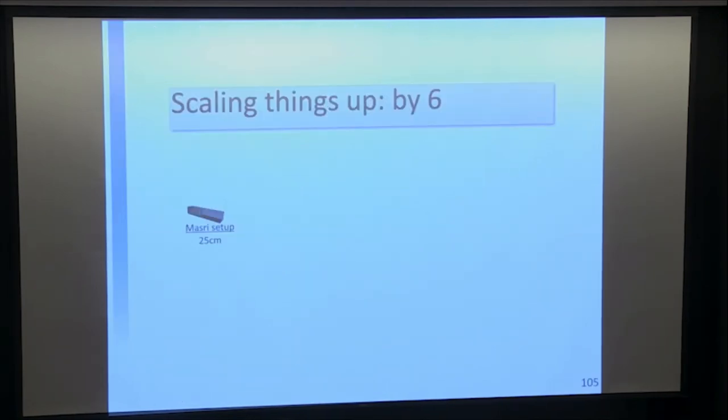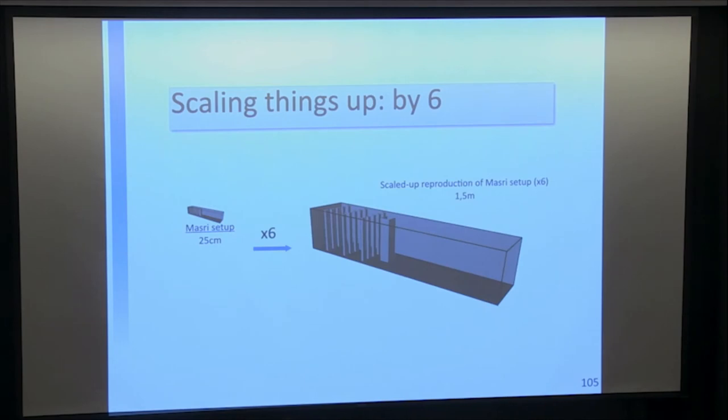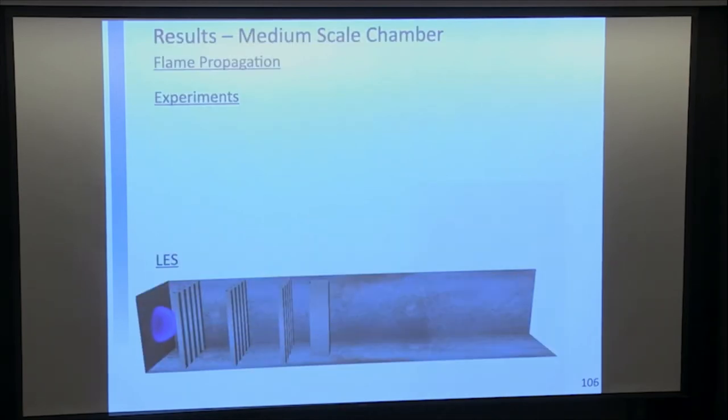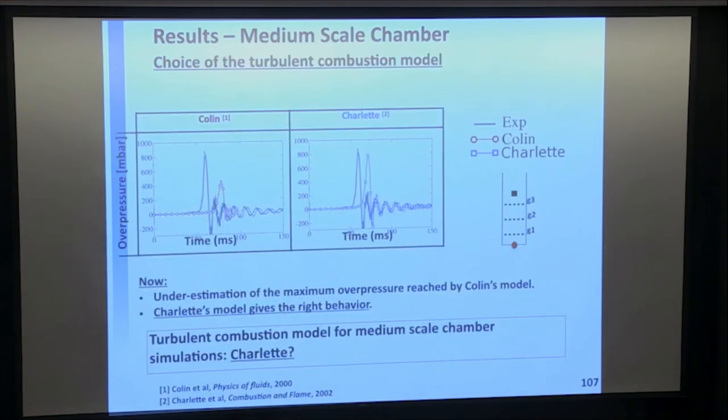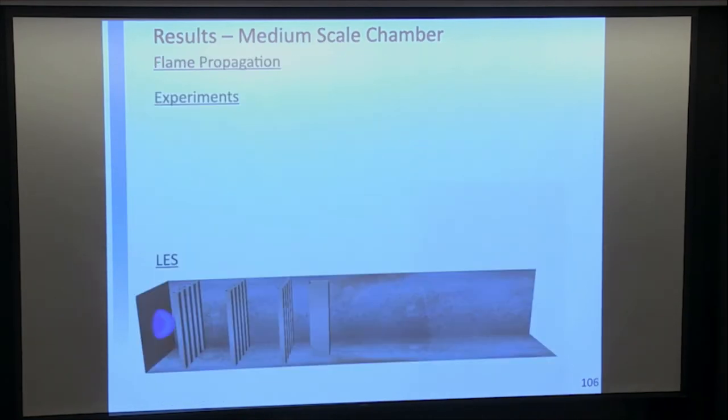Now, the problem is this is where the student got, you know, he was finishing his PhD, he said, yeah, well, it's working, let's do it by six. That was a mistake, because when you go to six times larger, now this is 1.5 meters, I will not even show you the 25 because it's even worse. Then suddenly, when we did the simulation and they did the experiment, you can see a view actually, maybe it will work.